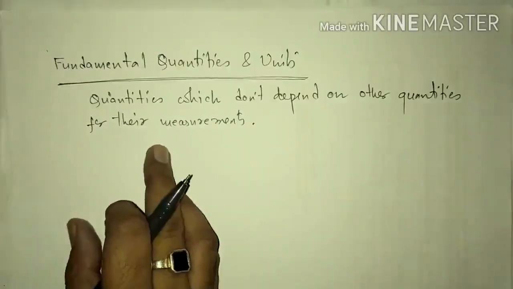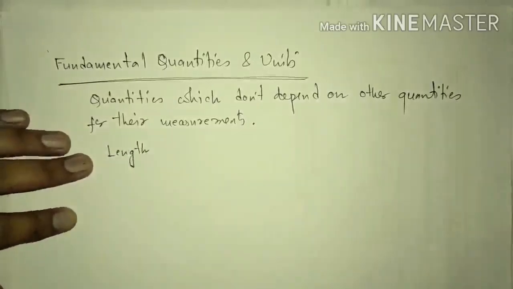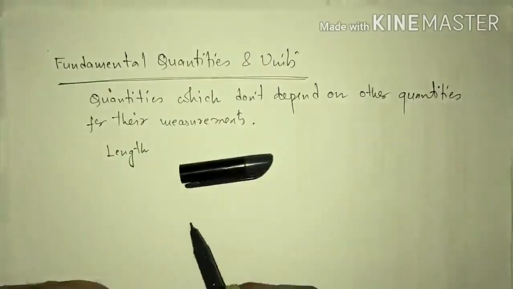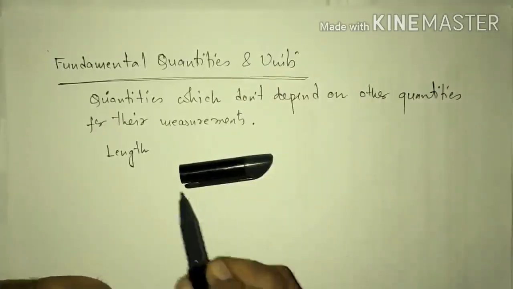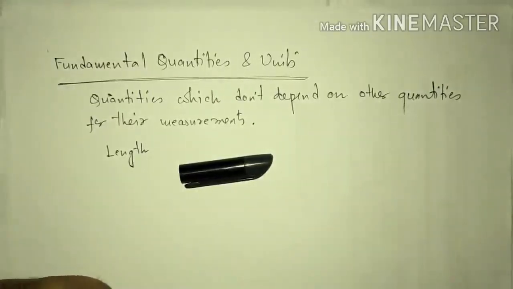Now what are the fundamental quantities? Let us see, length. Let me explain this. Suppose I keep this pen cap in front of you and I ask you to give me the length of this pen cap. When I assign the task to you, what do you do? You just take a scale, measure the length from here to here and give me the answer. For the measurement of length, you need not depend on the color of the object, the shape of the object, the weight of the object, or the volume of the object.